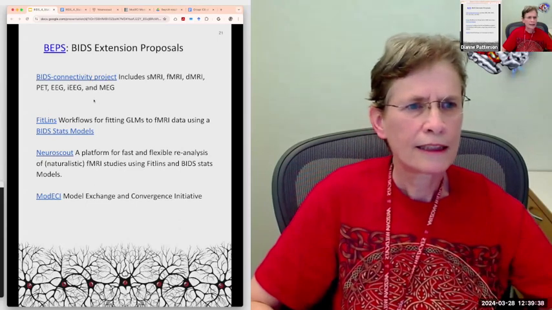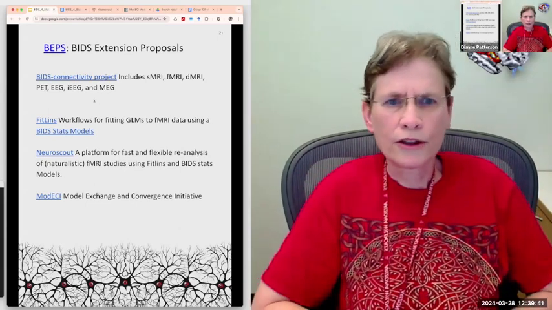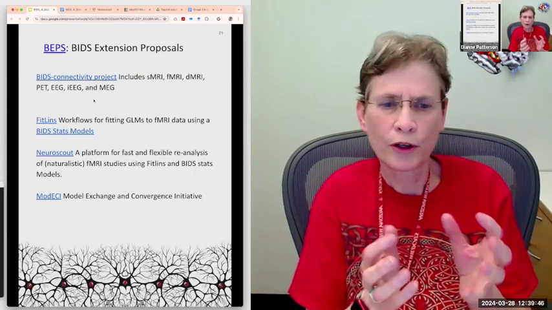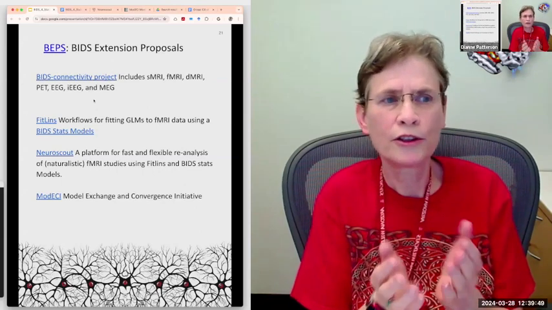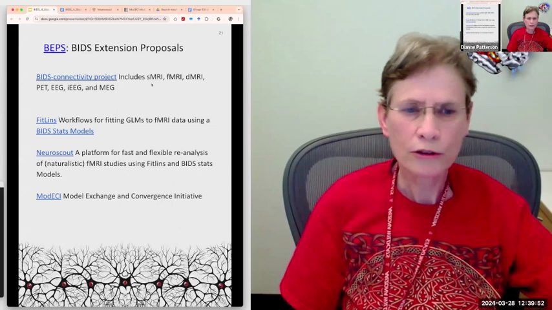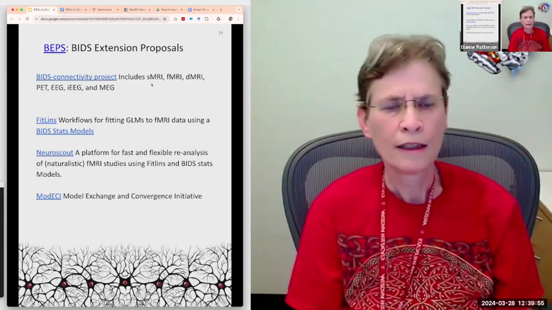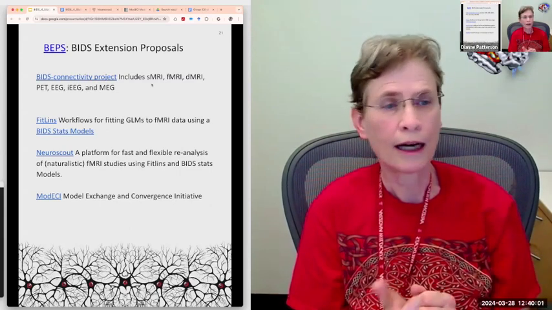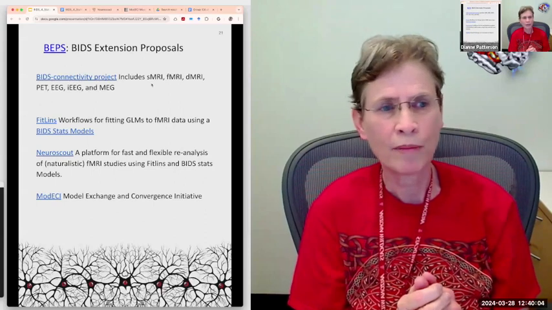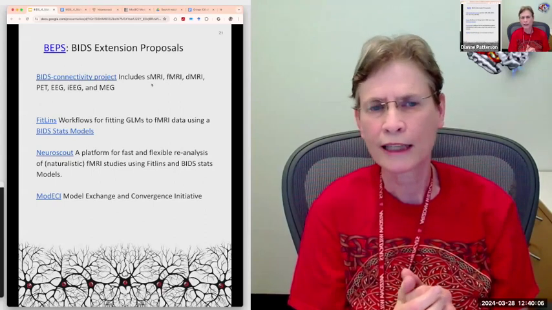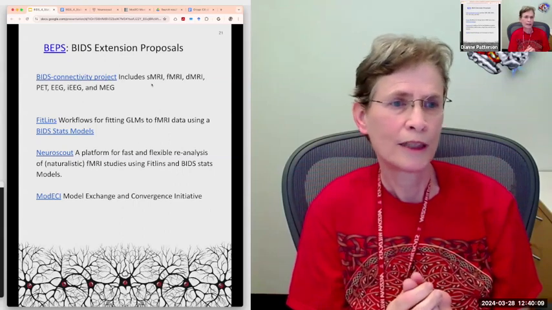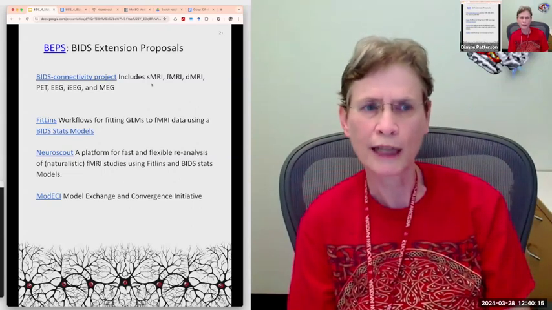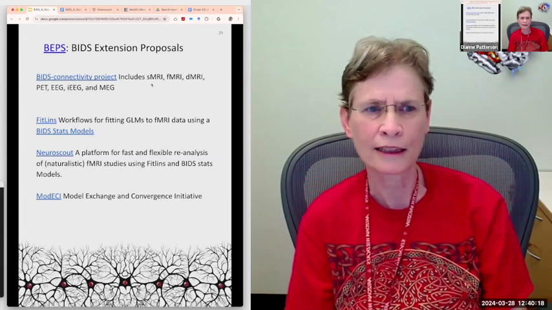The BIDS connectivity project tries to define a standard for defining connectivity, whether you're using data from structural data, like maybe cortical thickness data, or fMRI, you're doing functional data, or DMRI, so you're doing some structural data. I guess PET and EEG and IEEG and MEG all can produce some kind of connectivity data, and they want a standard way to express those so that it can facilitate analysis and sharing.